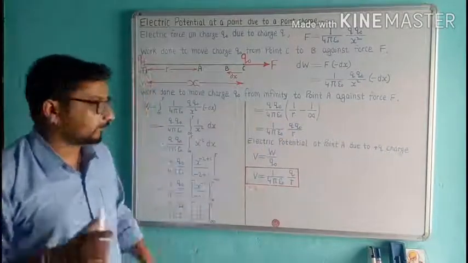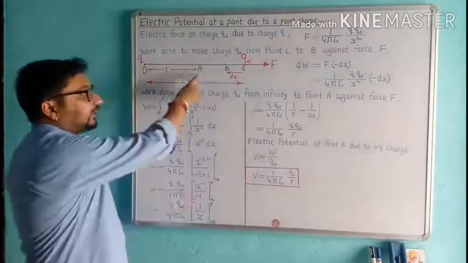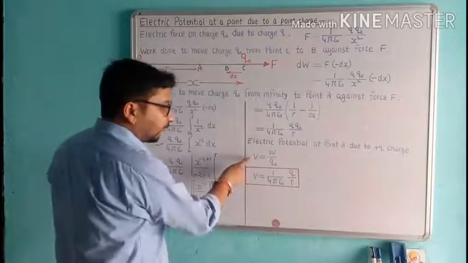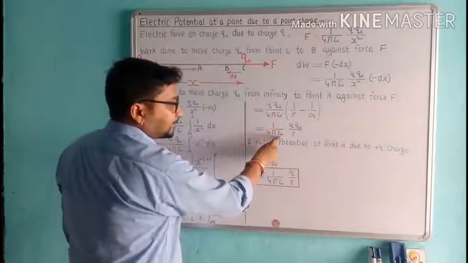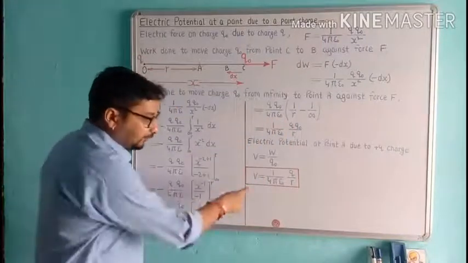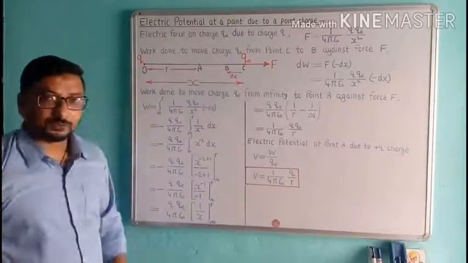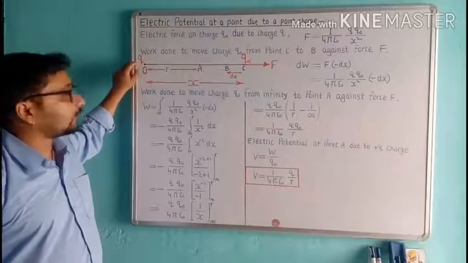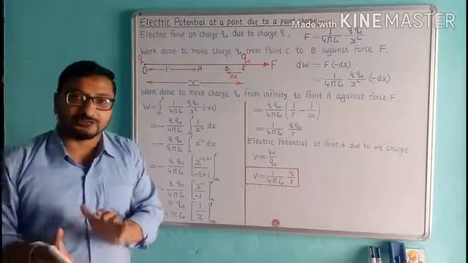Now the electric potential at point A due to plus Q charge, we use the formula V is equal to W upon Q naught. The value of W is 1 upon 4 pi epsilon naught Q Q naught upon r, whole upon Q naught, then Q naught cancels out. We get the value of electric potential V equal to 1 upon 4 pi epsilon naught Q upon r. This is the value of electric potential at point A due to unit positive charge Q.